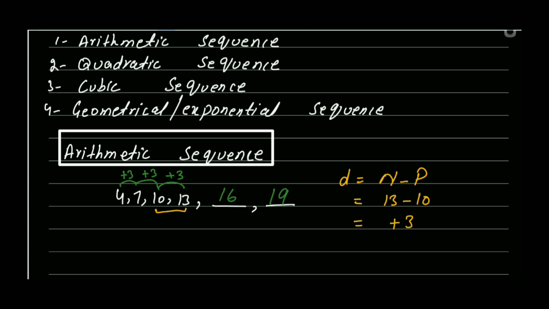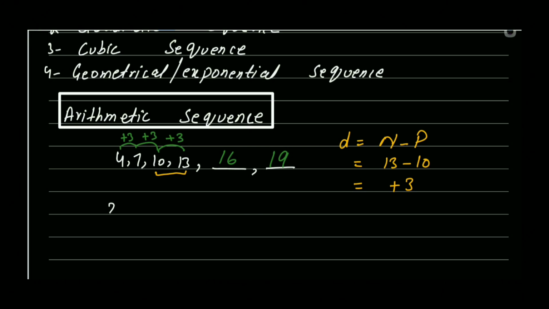Okay, so let's do the next example. 20, 18, 16, 14. So first of all, let's find the difference of this sequence, which is next minus previous. We can take any two. If I take these two, next is 18 and previous is 20. 18 minus 20 is minus 2. So it means every time you will subtract 2 from the term and you will get the next term.